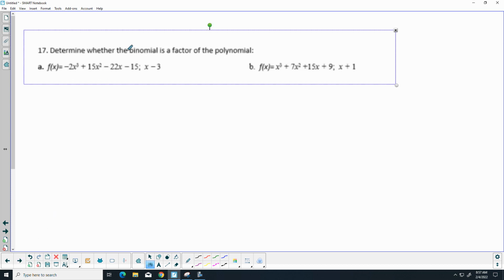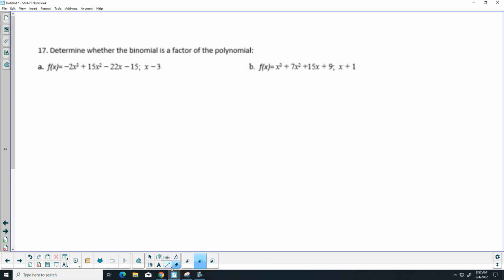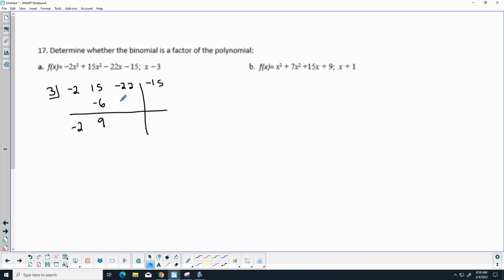All right. Determine whether the binomial is a factor. Well, on that we have to look and see what the remainder is. Does it go in evenly or not? So on this one I'm going to put 3 in the box. Negative 2, 15, negative 22, negative 15. Bring it down. Multiply, add, multiply, add, multiply, add. My remainder is 0, so yes. Factor.